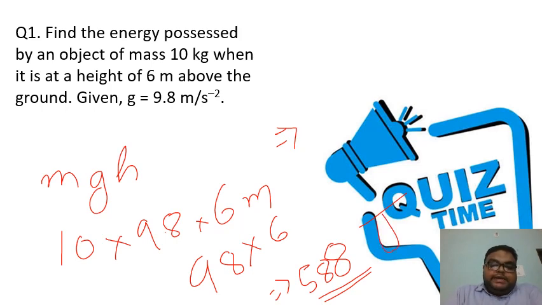Understood? So shall we proceed ahead? Tell me, dear students. Right, so we will proceed ahead. But before proceeding, let's think how we solved this question. We solved this question by multiplying mass into acceleration due to gravity into height. Why? Because this is the formula for potential energy. Right, so now let's move ahead.